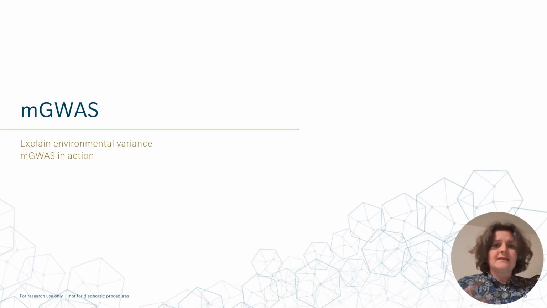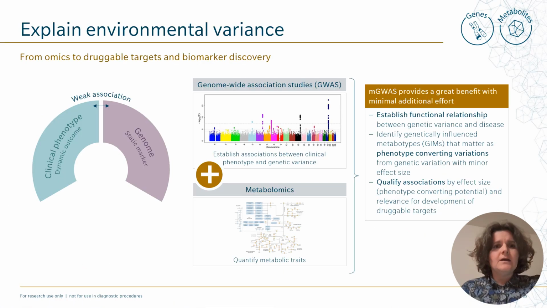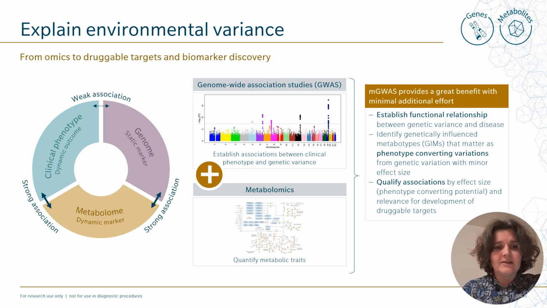This type of multiomic analysis is also called mGWAS. In GWAS, statistics are applied to search for associations between gene variants and clinical phenotype, for example, a cancer diagnosis. These associations are generally weak. However, when adding metabolomics to the mix, strong associations can be found with both the clinical phenotype and the genetics. And this is what makes the combination of metabolomics together with GWAS particularly interesting.